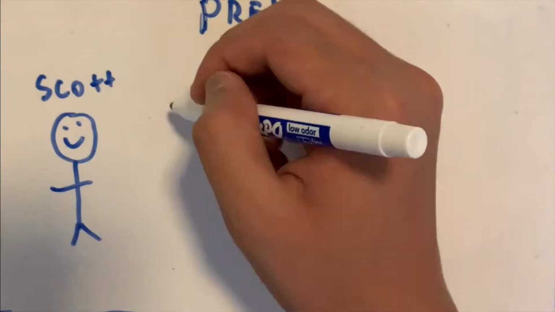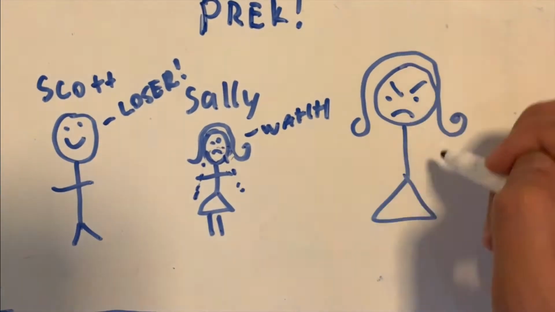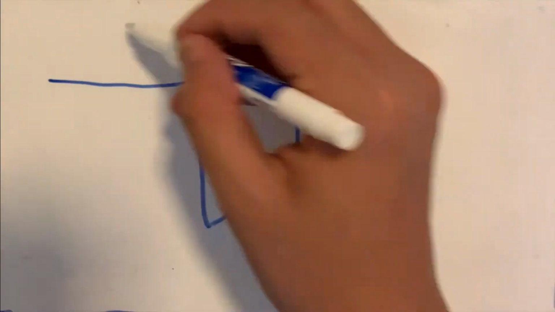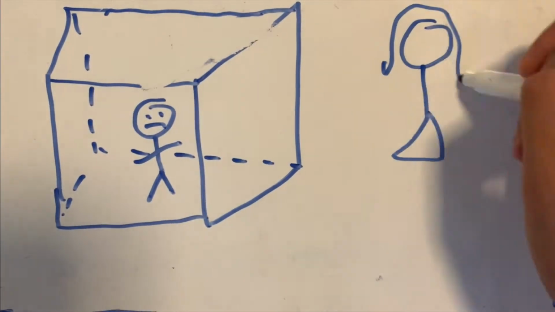Okay, so this kid named Scott called the girl named Sally a very, very bad name in pre-K school. So the teacher puts him in the timeout box. The box is all enclosed, but knowing that the kid needs to breathe, she cuts out a square on the box a foot higher than Scott's height.